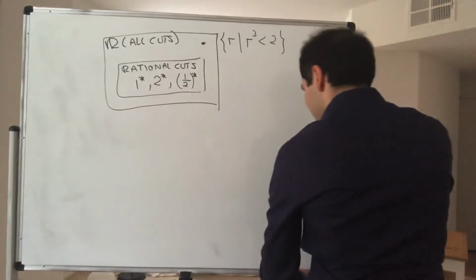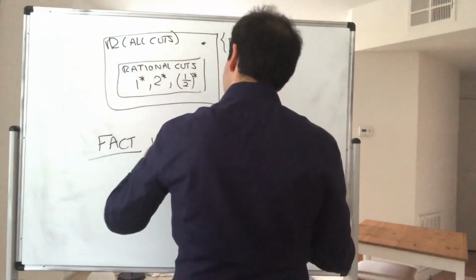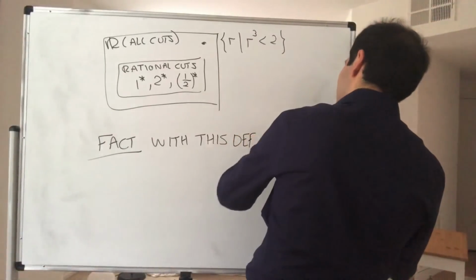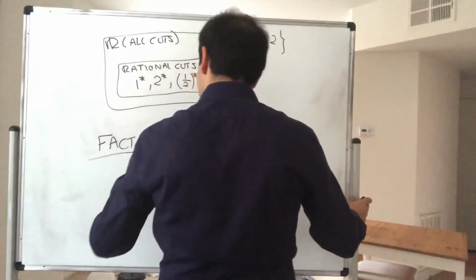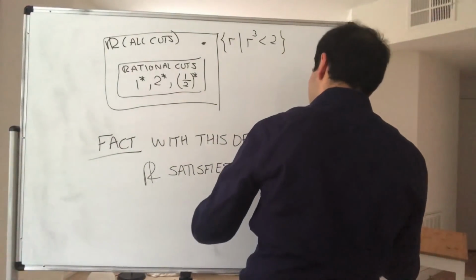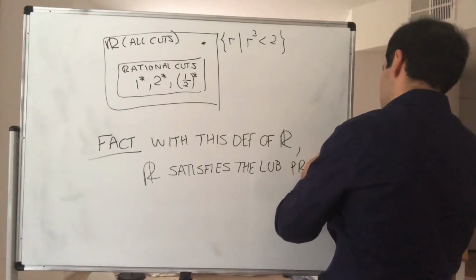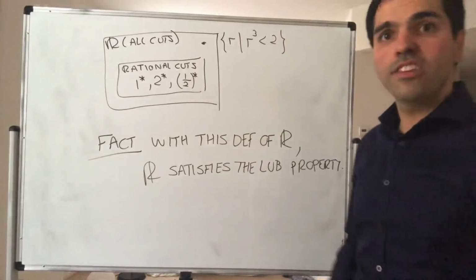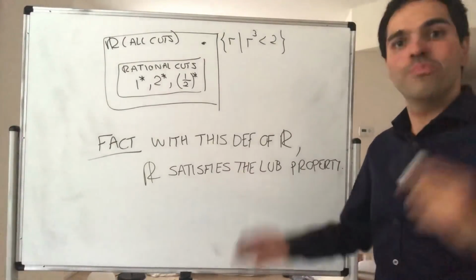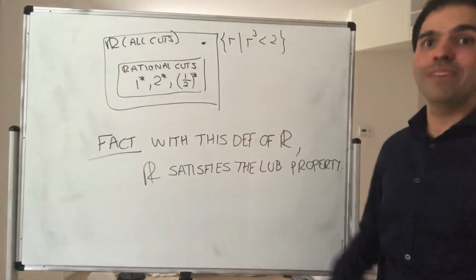So therefore, fact, with this definition of R, R satisfies the least upper bound property. Namely, any subset of R that's bounded from above has a least upper bound. So the supremum exists. And you'll see the reason we define cuts is to make this very elegant.